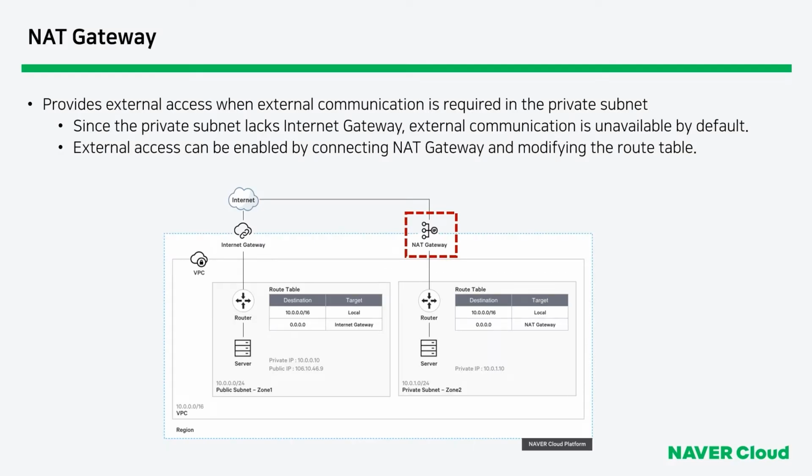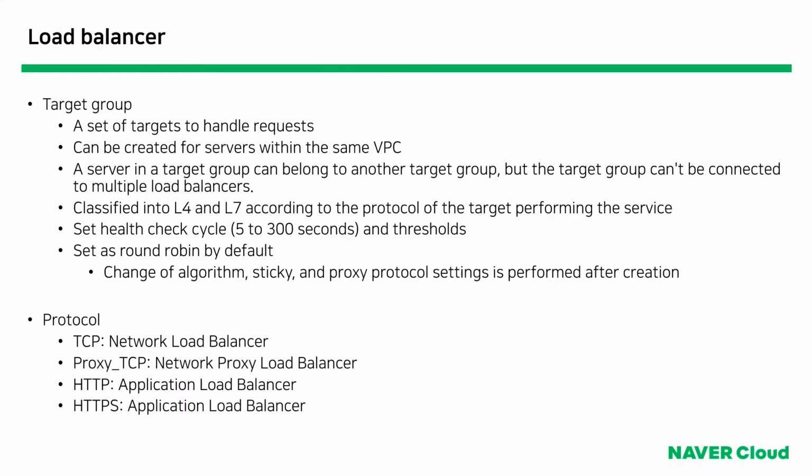By default, external communication is unavailable for private subnets. However, if you need external communication, you can enable external internet communication for servers within private subnets through NAT Gateway. After creating NAT Gateway, you need to set the path from the route table applied to the private subnet so that it is directed to the NAT Gateway for external communication.